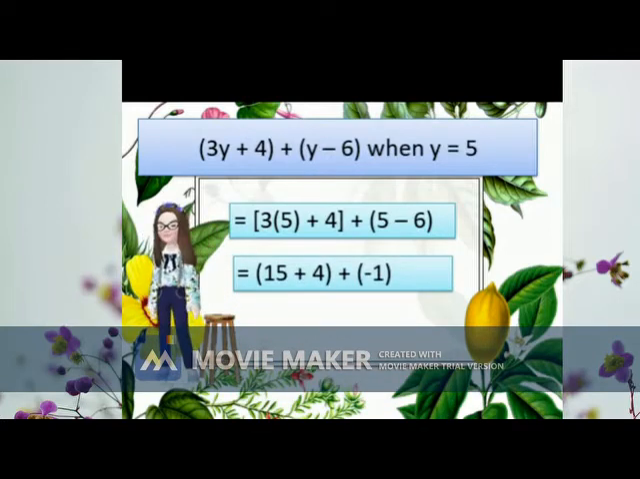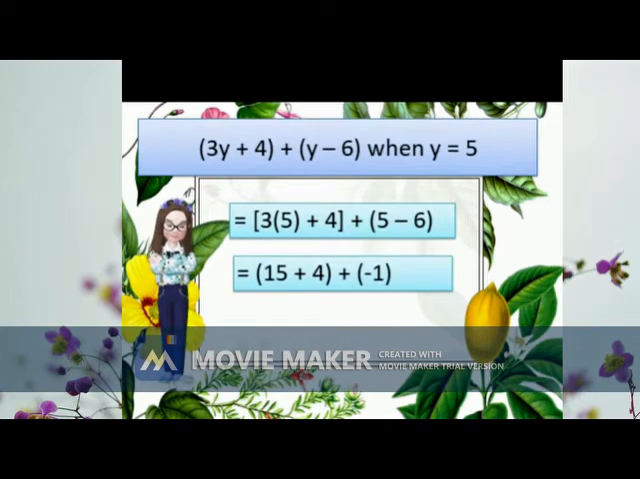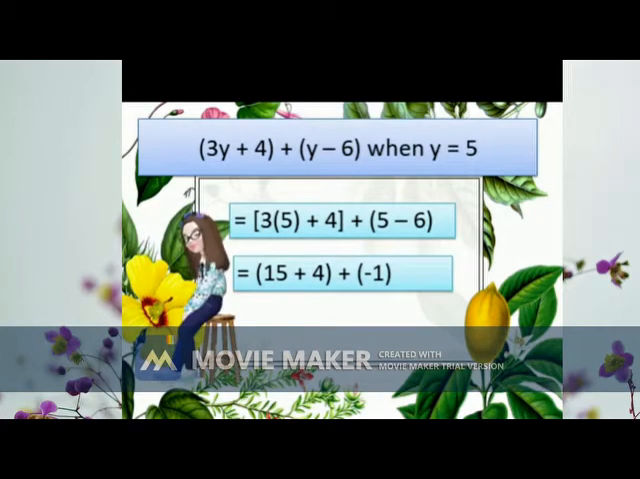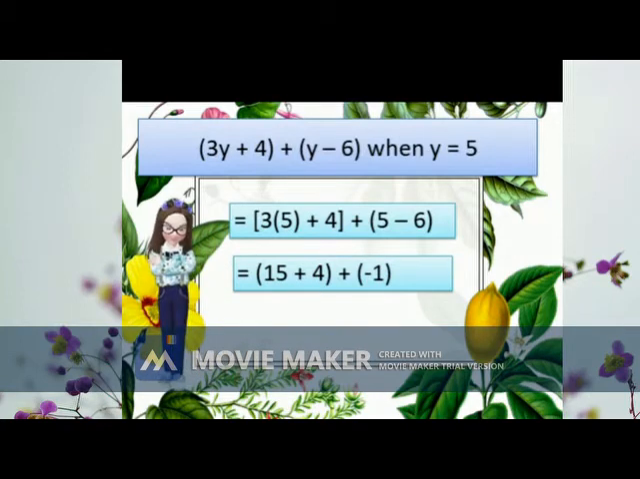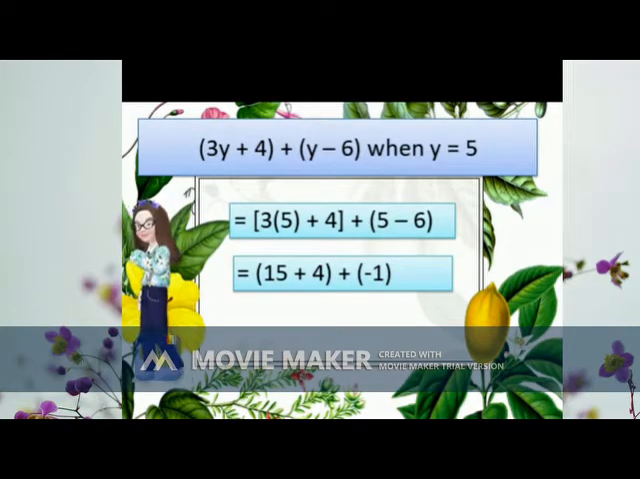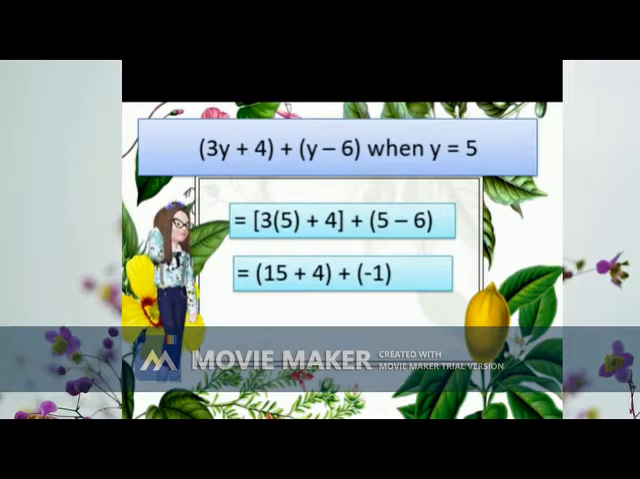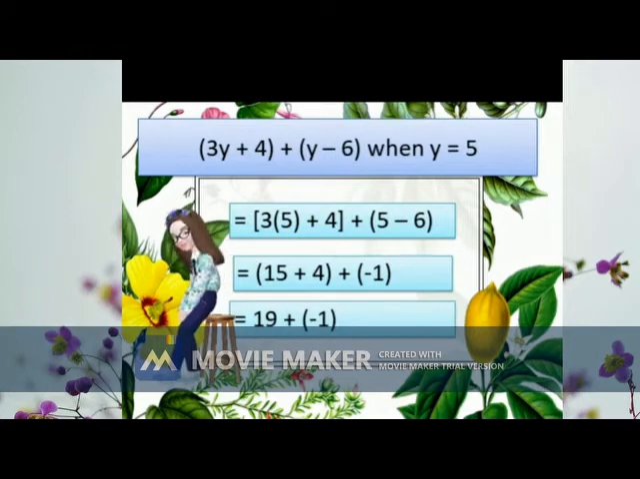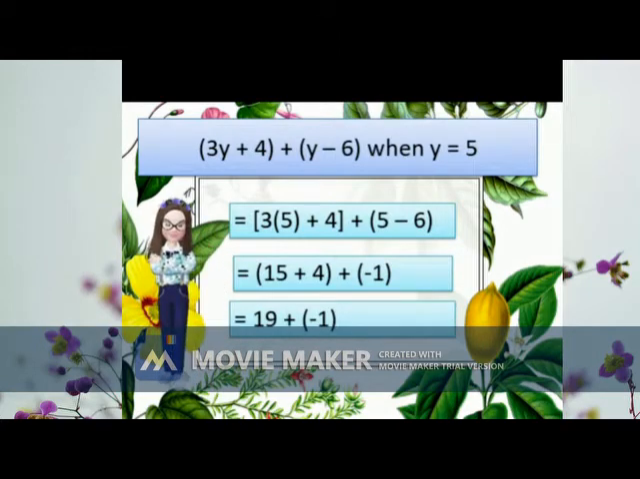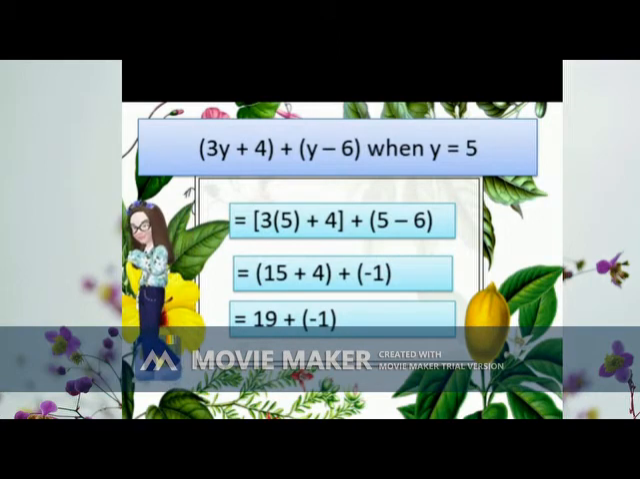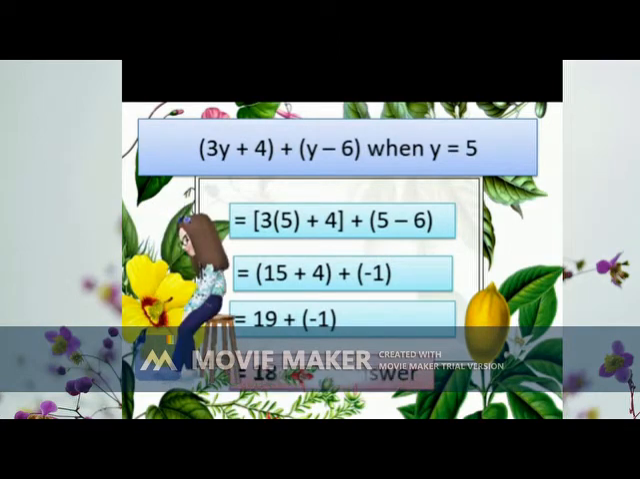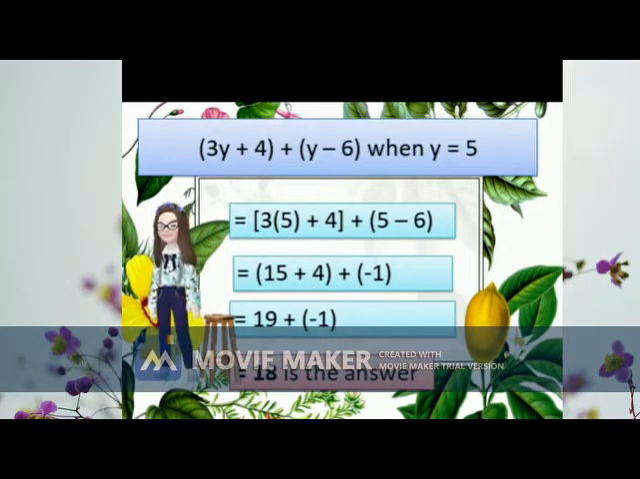This is how it looks now. Plus the 5 minus 6, which is negative 1. So this is the step-by-step process. Then now that you have that, you will compute now the 15 plus 4. That will be 19, to be combined to the negative 1. And 19 plus negative 1 will give you 18 as the answer.